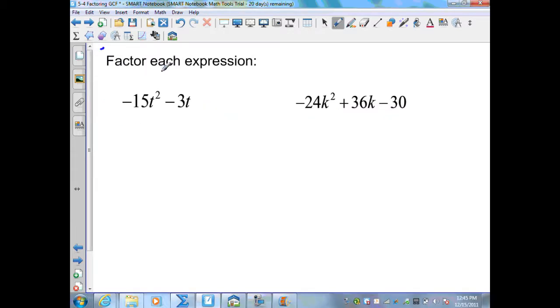On this slide, we're asked to factor each expression. My first example, negative 15t squared minus 3t. Let's determine the GCF of the coefficients, 15 and 3. The GCF is 3. I have a variable in each term. When I have a variable in each term, and they are common variables, I can find the GCF of those variables.